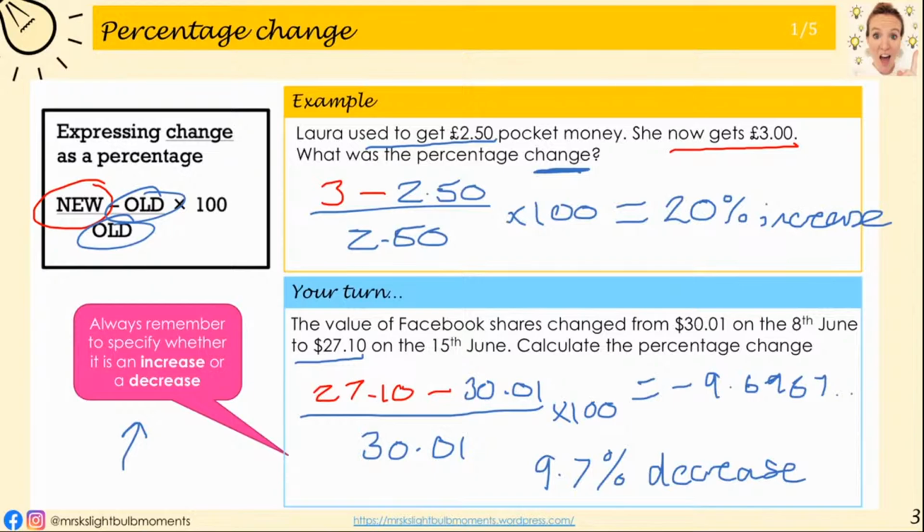So it's always new, take away old over old, times by 100, and see what you get. Now don't worry, if you get the top ones the wrong way around, you'll still get the difference. It just won't be positive or negative at the end in the right way. But always look back at the question to check that it's what you're expecting. Are you expecting it to be a decrease or an increase? It's basically the difference divided by the old. Okay, let's go on to number 2, and you'll have a chance to practice these in a second.